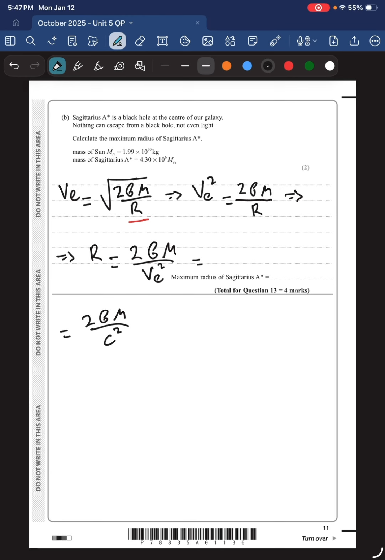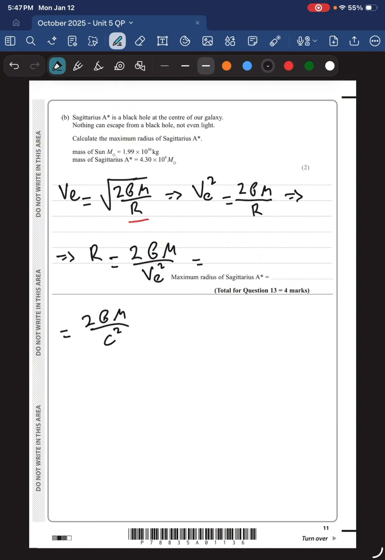Let me see. Wait, this doesn't make sense. Is this correct now? I have to check. I have the solution in front of me, but I need to check the mark scheme. Give me a second. I have a feeling that I messed this up. No, I didn't. Okay, this is okay.